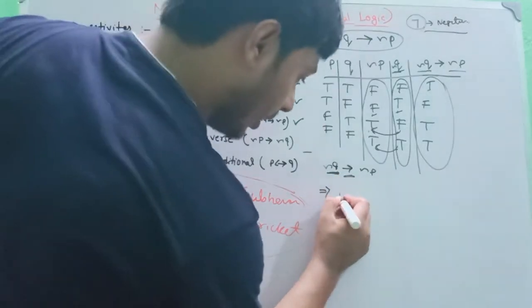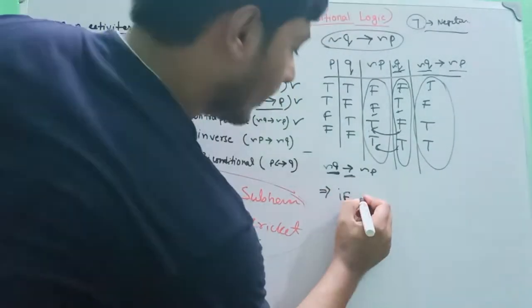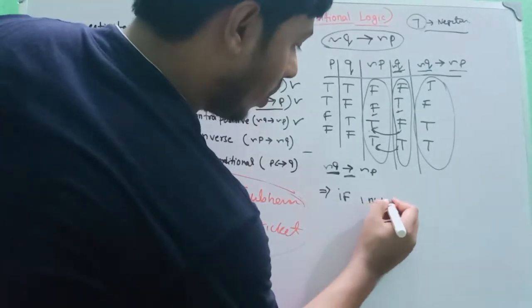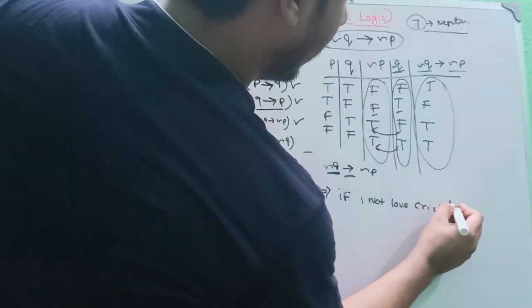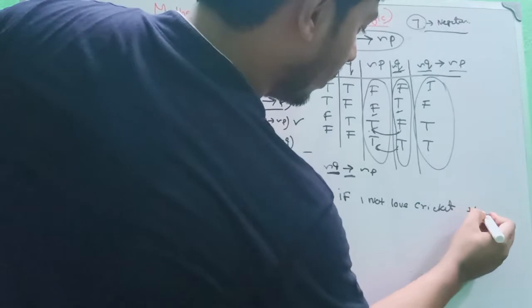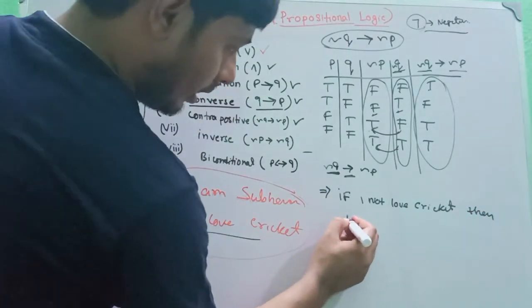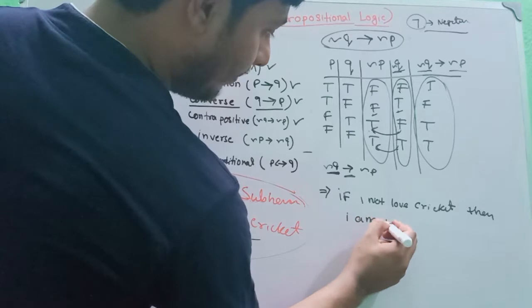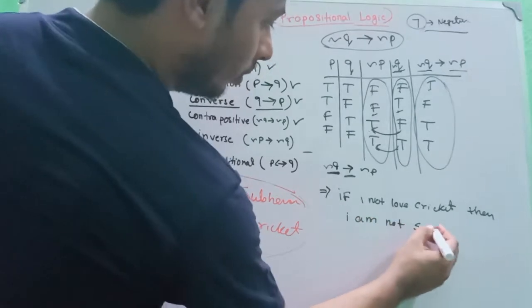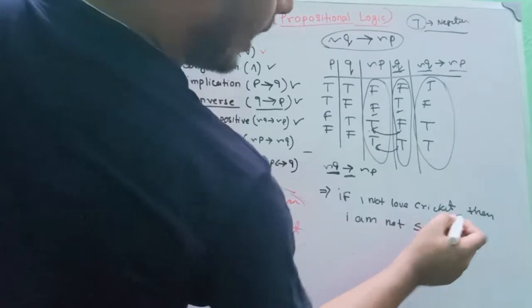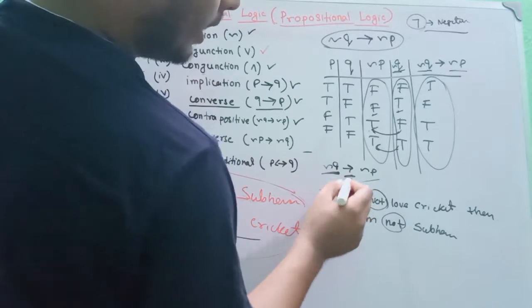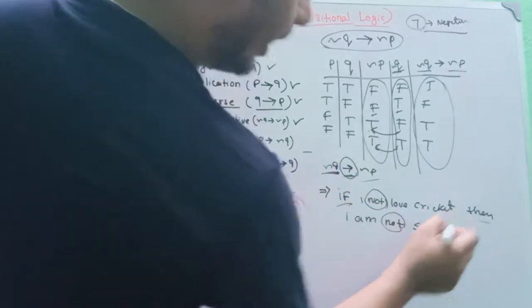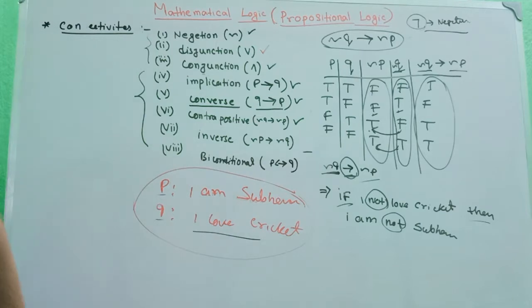So if I do not love cricket, then I am not Shubham. I use not because this is not Q and not P, and this implication uses if and then. That is all about contrapositive. You can see.